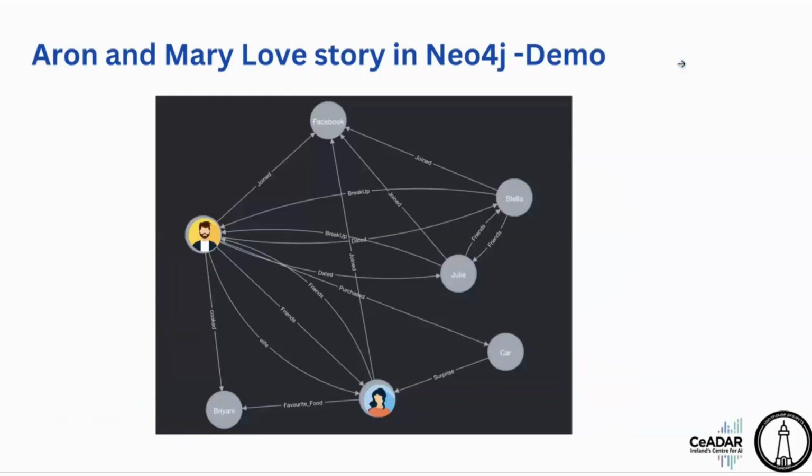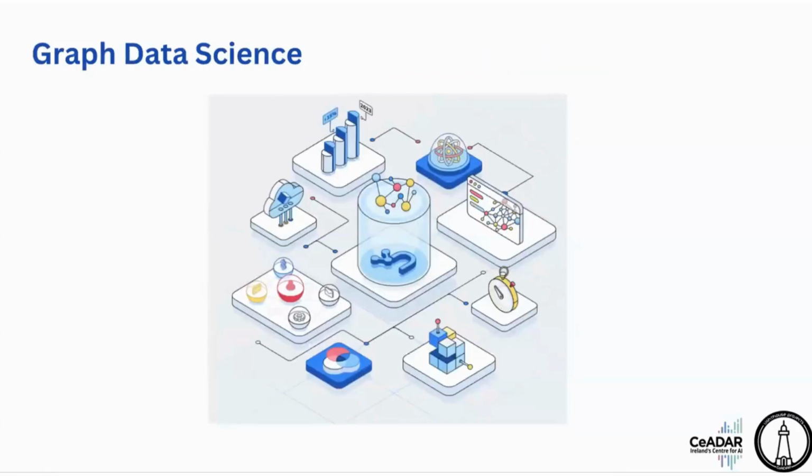Yeah, let me get back to the Neo4j. I'm just restarting Neo4j. So in the meantime, we have created our love story of Aaron and Mary, and we have connected different nodes and edges with their relationships. We have built a big graph. Now let's check what the graph data science library is.